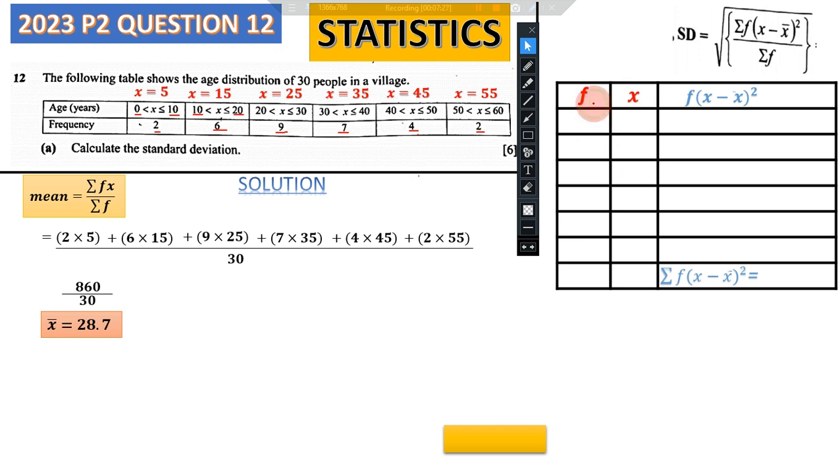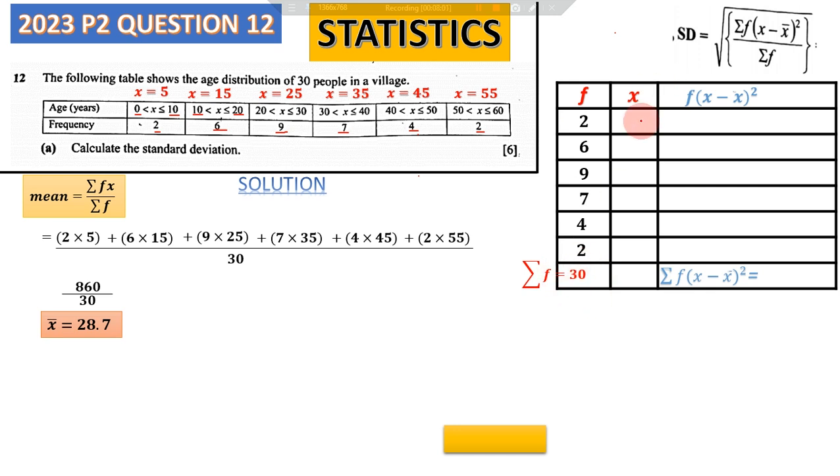So in the frequency, our values will be, we have a 2, okay, that's the first number in the frequency. The next number is a 6, the third number is a 9, and then fourth number is a 7, fifth is a 4, then the last one is a 2. Here, we need to sum up. So let us sum up all these values, because on the formula here we have summation of frequency. So summation of frequency will come at the end. That is addition. So add all these numbers, we have a 30.